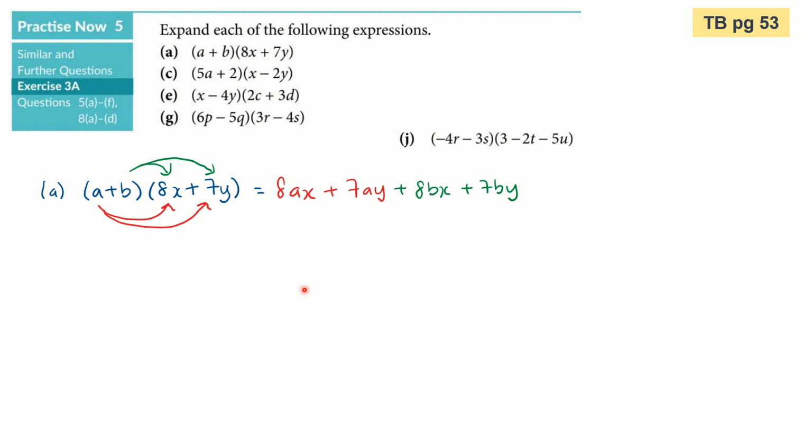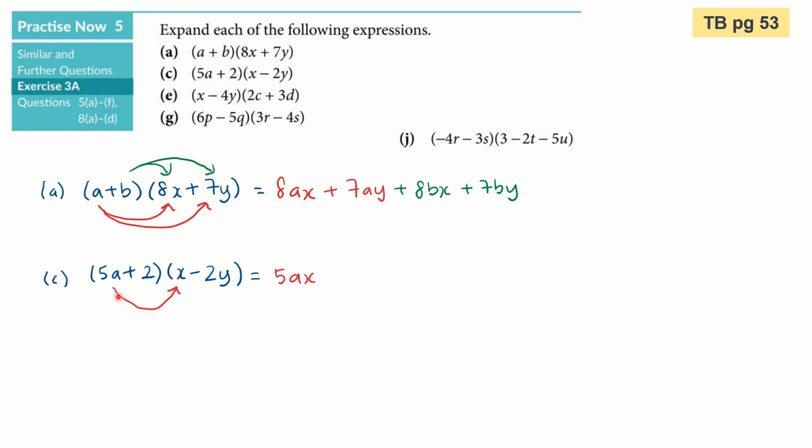I hope that after going through several examples so far, you are able to follow how the distributive law actually works. If you don't, let's take a look at part C. In part C, we have 5a plus 2 multiplying with x minus 2y. So look at how my arrows are going to be connected. I first take 5a to multiply by x, which results in 5ax.